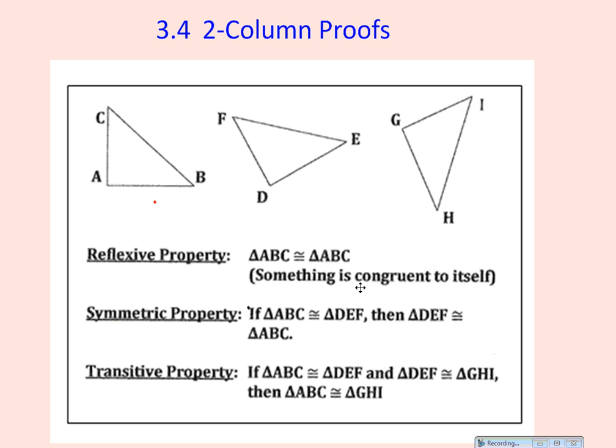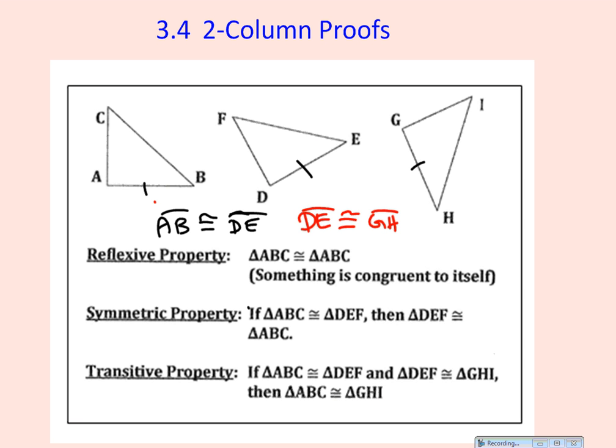The transitive property is probably the hardest property to think about. So let's look at the triangles up here. Let's say AB is congruent to DE is congruent to GH. Let's say that I somehow have proven that AB is congruent to DE. I somehow was given enough information to say that. Then let's say I was given enough information to say DE is going to be congruent to GH.